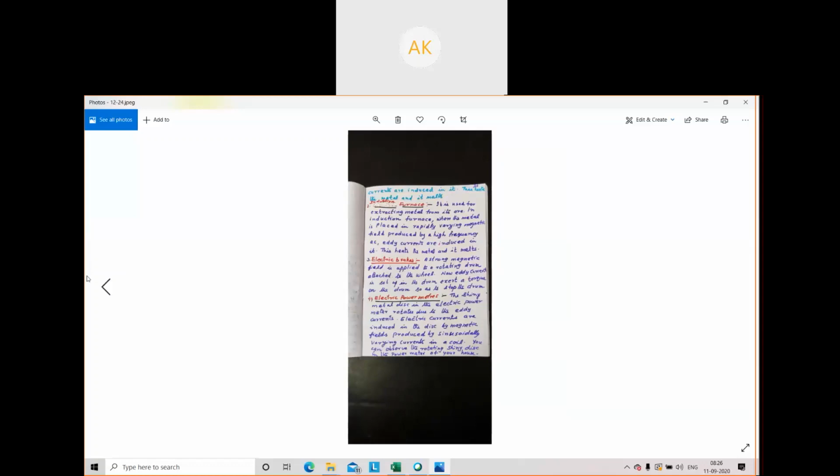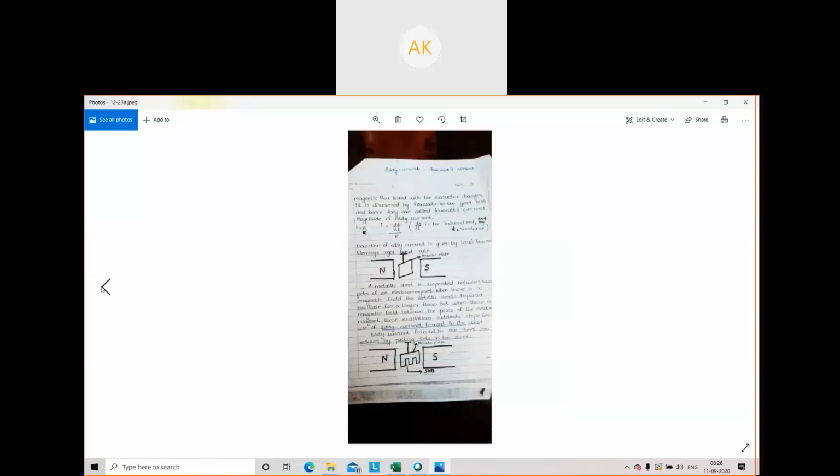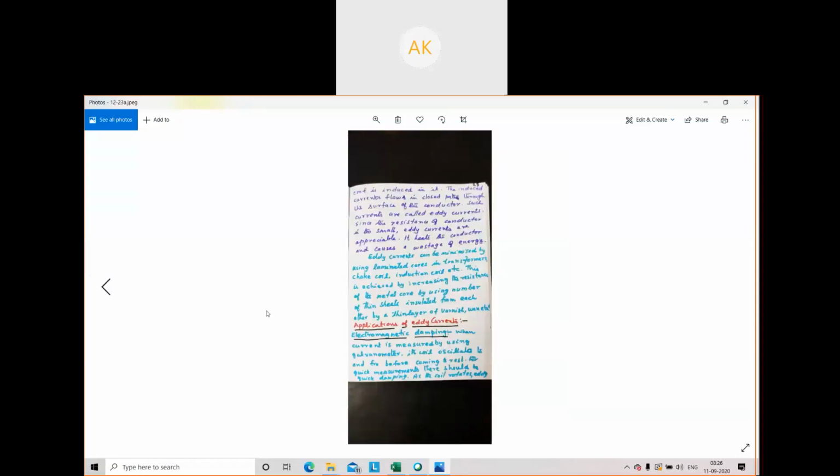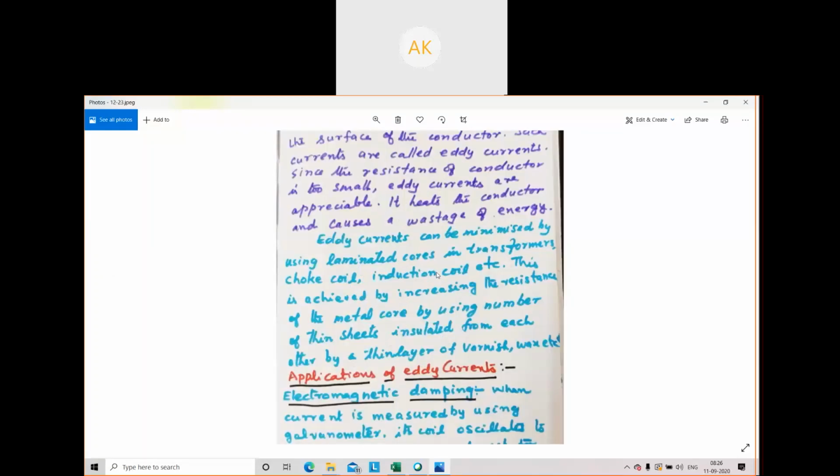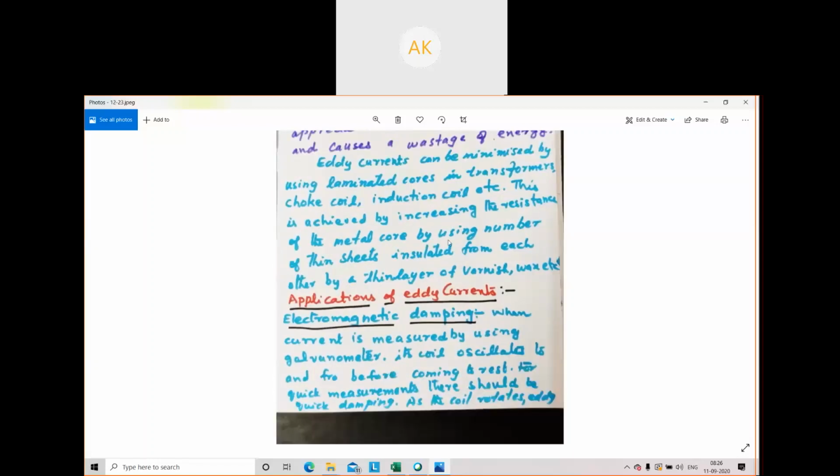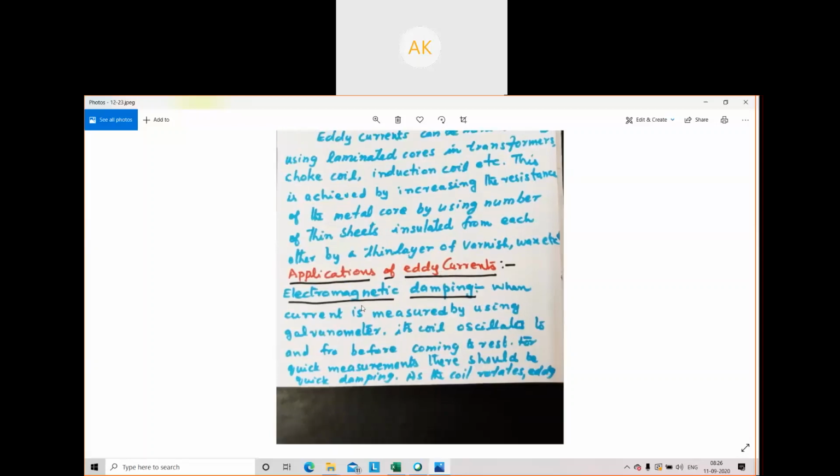Application. Eddy current can be minimized by using laminated cores in transformers, choke coils, induction coils, etc. This is achieved by increasing the number of thin sheets, increasing the resistance of the metal core by using a number of thin sheets insulated from each other by a thin layer of varnish or wax, etc. That I explained.